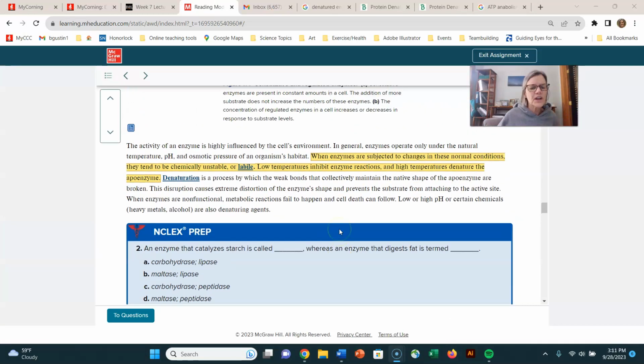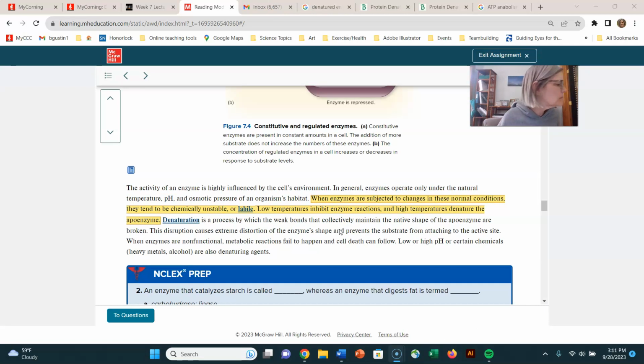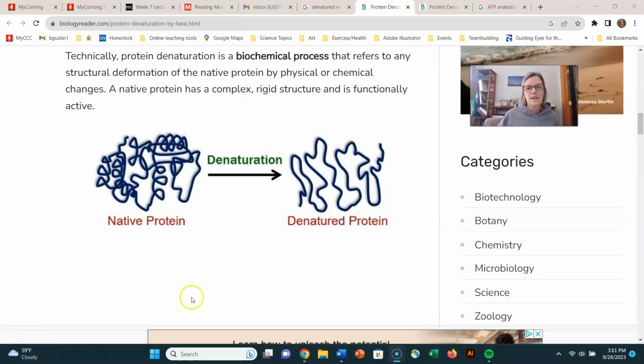I'm going to jump to another diagram that's not in the book. I'm going to go to learning outcome number 4, explain what happens to an enzyme when it's been denatured. So in the previous diagram, we were looking at enzymes. We said enzymes are proteins and they have distinct shapes because they need to have an active site and the substrate needs to fit there.